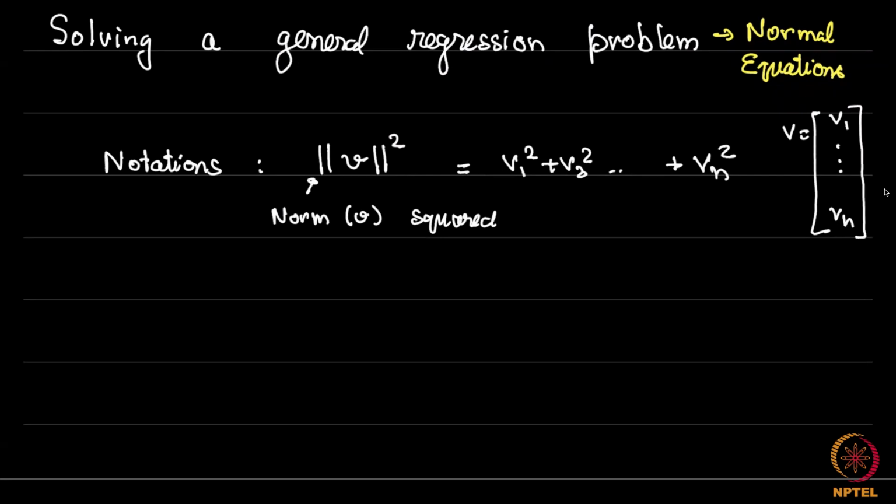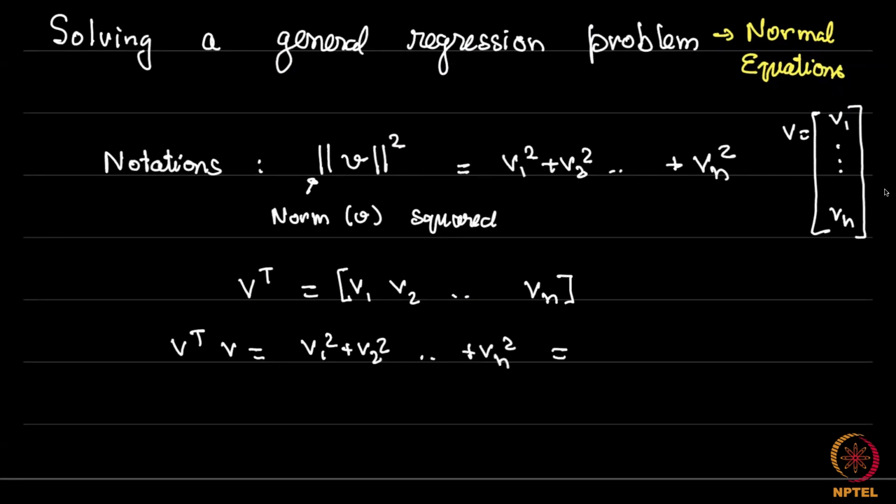Now another way of writing this is v transpose. If v is this matrix, v transpose, all of you would be aware, is basically just the transposed case. It's the row matrix and v is the column matrix. So v transpose v, you can now see, is v1 square plus v2 square up till vn square, which is the same as norm of v square.